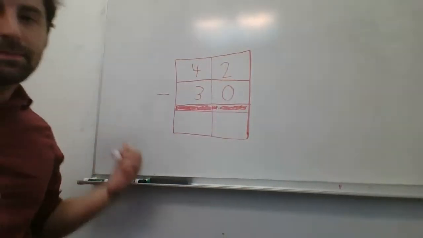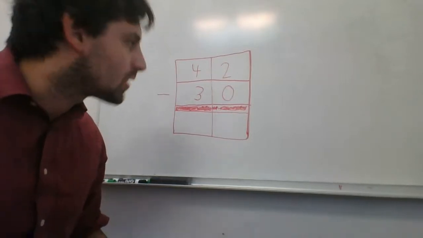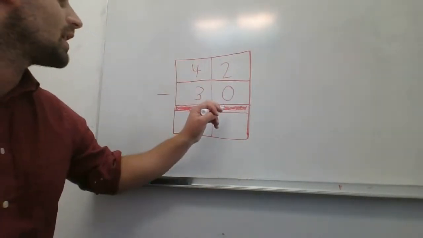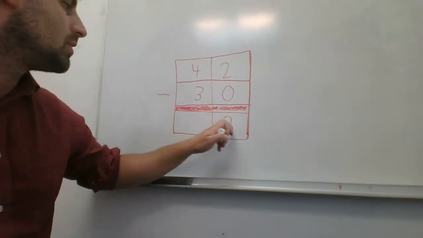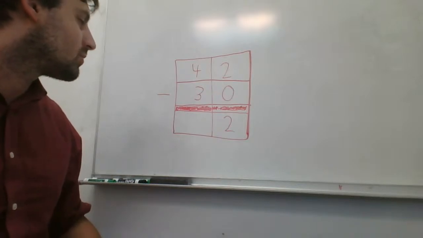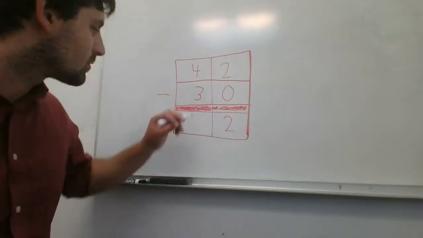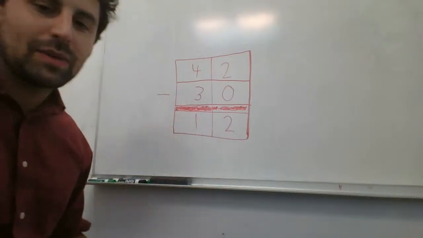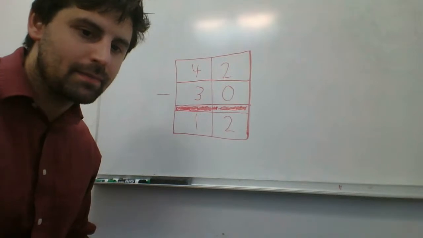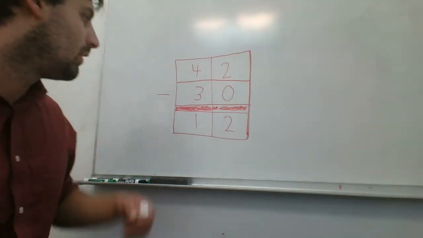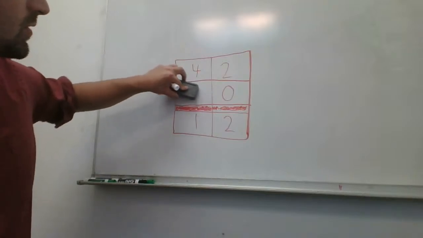42 minus 30. Again, with subtraction, we always start in the ones place. Just like addition, we start in the ones place. 2 take away 0. I have 2. I'm taking nothing away. 2 minus 0 equals 2. 4 minus 3. I have 4. I'm taking away 3. 4 take away 3 equals 1. And we have our final answer. 42 minus 30 equals 12. All right, so now I'm going to put some different numbers in here.